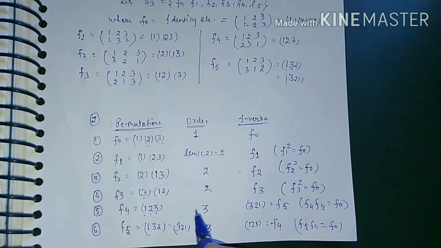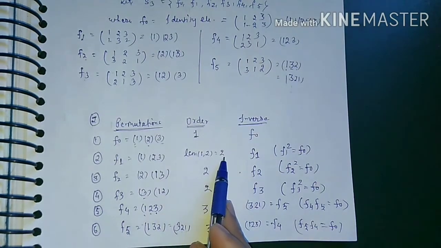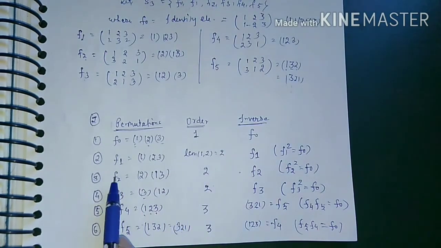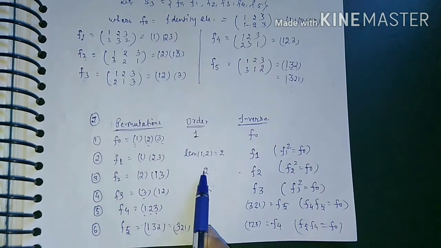Also we can see from this table that the number of permutations of order 2 is 3. Here order 2, 2, 2. So F1, F2 and F3, these 3 elements are the permutations of order 2.